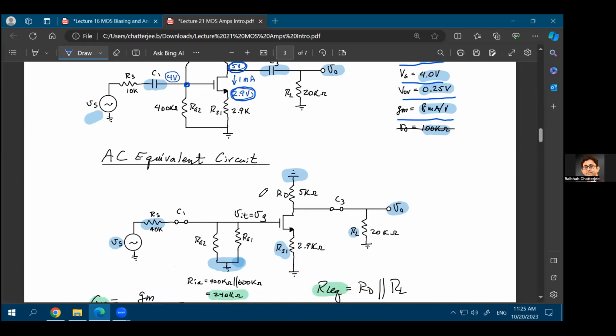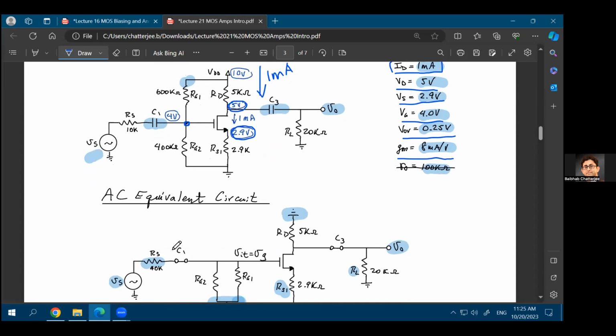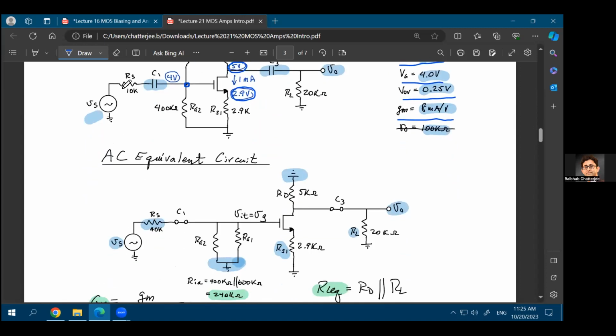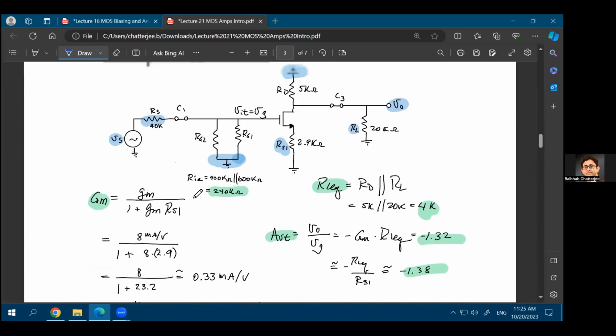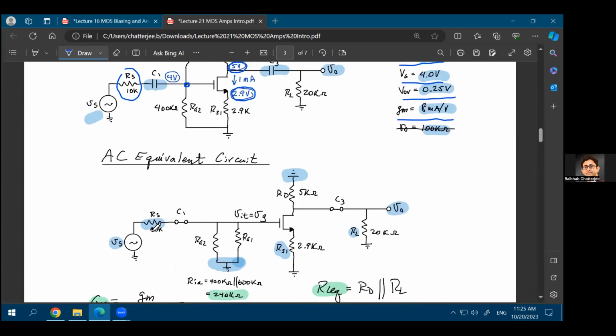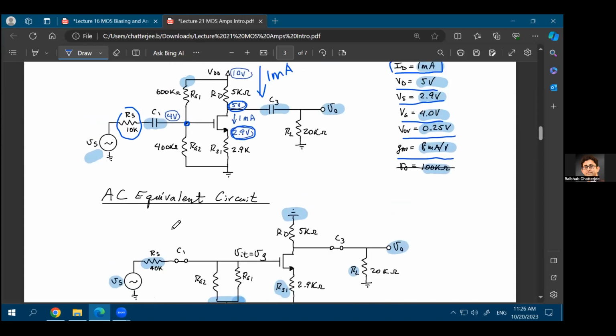GM is 8 milliampere per volt. Now, if you draw this AC equivalent circuit in this case, what do you have? You have VS, you have the RS, which is the source resistance over here. This 40 kilo ohm seems to be a typo. Here it was mentioned as 10 kilo ohm. Let's see how the calculation goes, and then we can decide which value to take, 10 kilo ohm or 40 kilo ohm. One would be the correct one, the other would be the incorrect one. That's fine. So C1, you can assume that because this is a coupling capacitance, this is a short at your AC frequencies of interest.